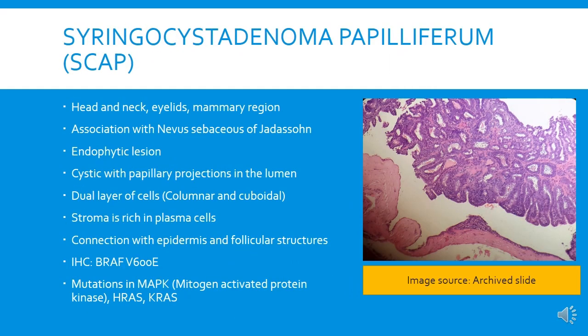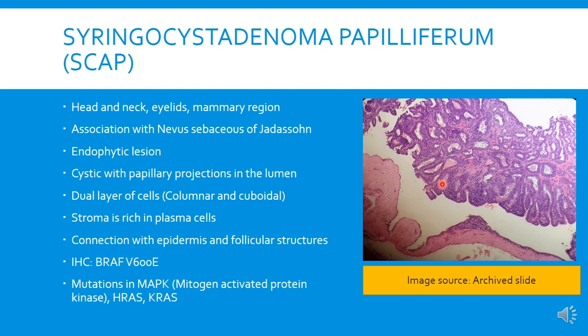Next tumor is syringocystadenoma papilliferum. It is very common in the head, neck, eyelids and mammary region. Grossly, it presents as an ulcerated bleeding papule or a wart-like appearance. Interestingly, there is an association with nevus sebaceous of Jadassohn. It is an endophytic lesion which is cystic with papillary projections in the lumen.